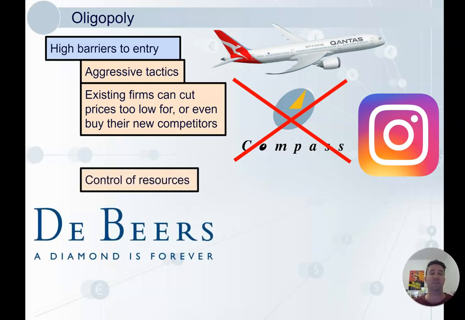Another barrier to entry is the control of resources. So De Beers, it's an interesting name, but they used to control almost all the diamonds in the world, all the known resources of diamonds. So that meant that they had a lot of control over price because there were no other firms finding diamonds, producing diamonds who could compete with them because they controlled the resources.